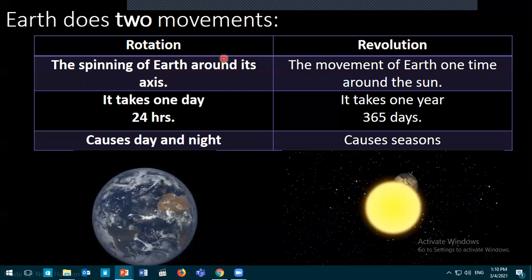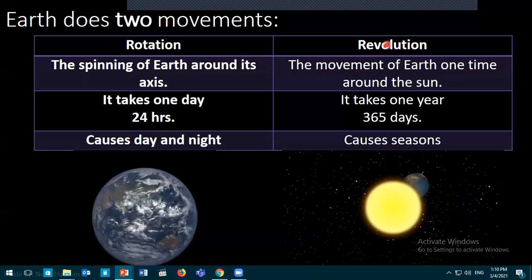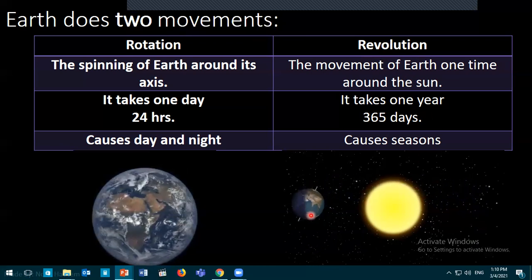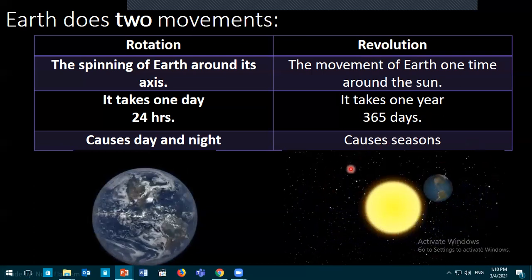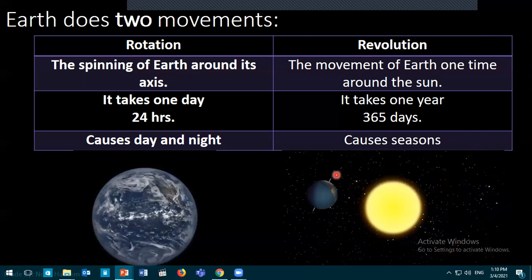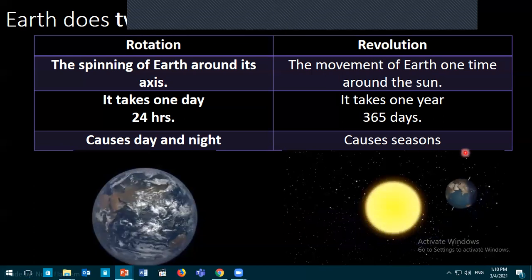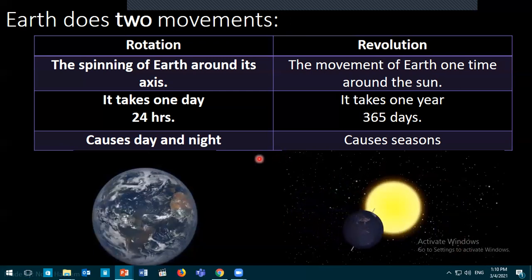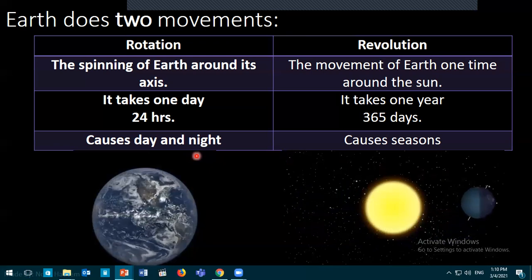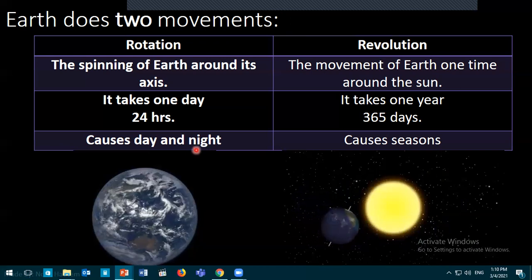The other movement is revolution, when the Earth revolves around the sun. What we mean by revolution is when something goes around something bigger. So when the Earth is moving around the sun, it's revolving around the sun. That means it's doing another type of movement, which is revolution. And this takes 365 days, 1 year. So the Earth takes 1 year to complete one round around the sun. And this movement causes seasons. We'll know later why the rotation causes day and night and why revolution causes seasons, okay?